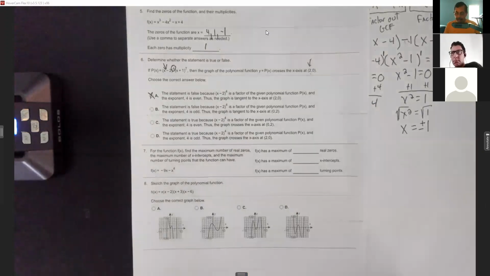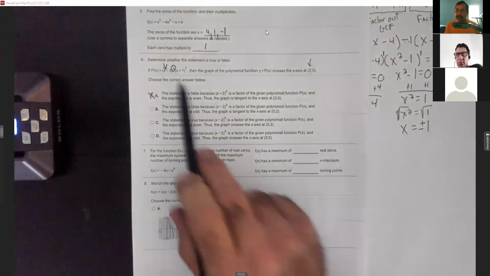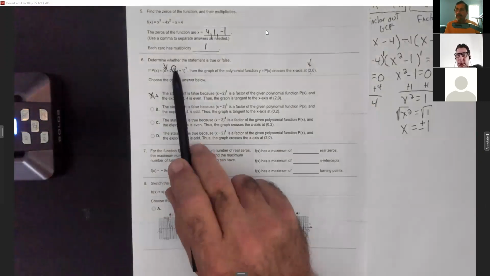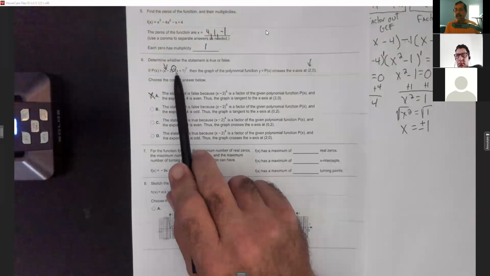All right, so that's all you do. Look at your 0, which factor it came from, and is that exponent even or odd? Even, it's tangent; odd, it crosses.